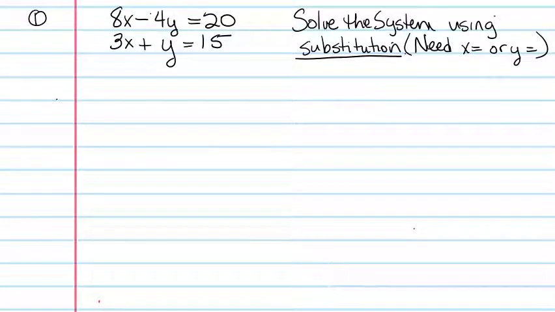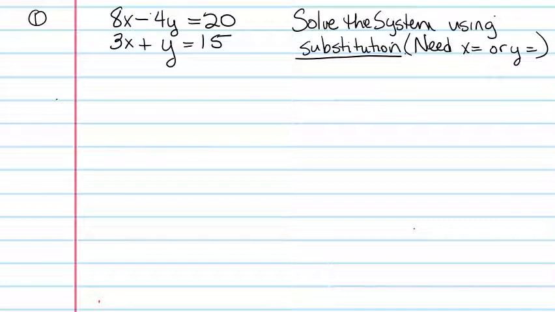So today we're going to learn how to solve a system of equations using the substitution method. We're going to do two examples. This first one is of what we call a linear system. Both of these are lines. So in either case you need an x equals or a y equals.